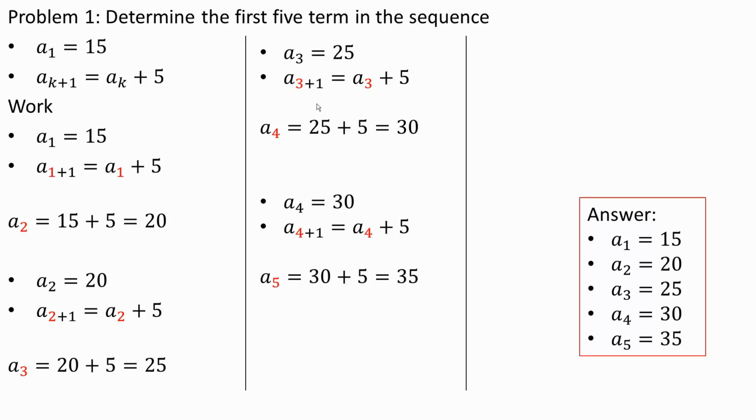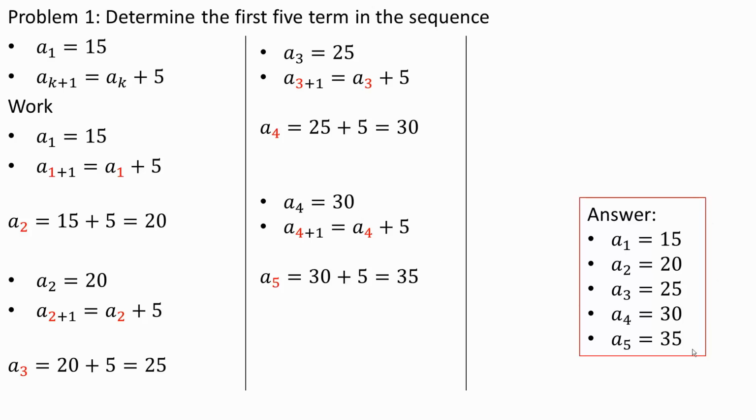So let's continue, 2 more. If I put a 3 here, I put a 3 here. I get a sub 4 is equal to a sub 3, and we know a sub 3 is 25. So 25 plus 5 is 30. And the last one, if I put a 4 here and I put a 4 here, I get a sub 5 is equal to, this piece is 30, 30 plus 5, so 35.